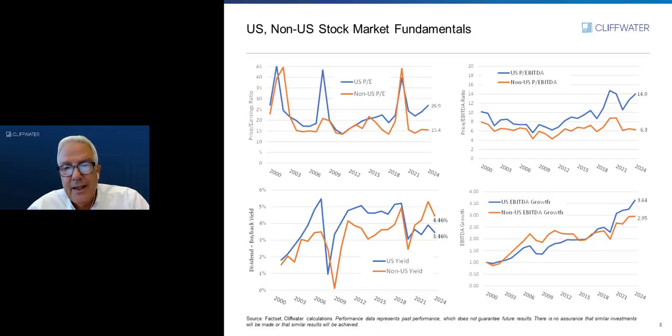But if you look at the bottom panels, and particularly the bottom right, U.S. growth rates, EBITDA growth rates have been significantly higher than non-U.S. growth rates. So it's basically a growth versus value play. You probably want some combination, but our point is without the diversification benefit, we're leaning into U.S. stocks.